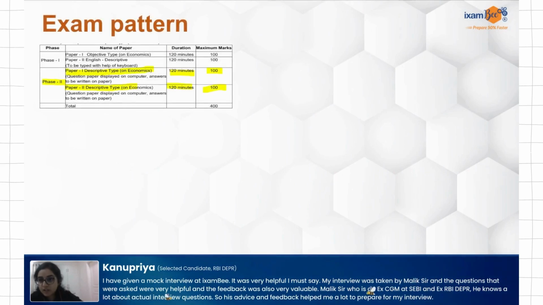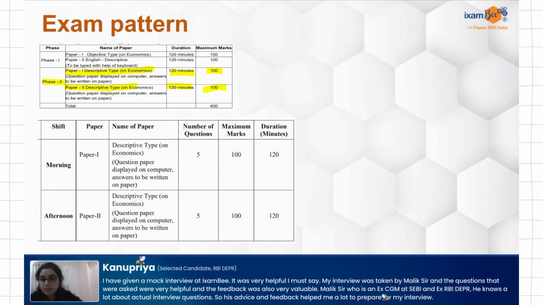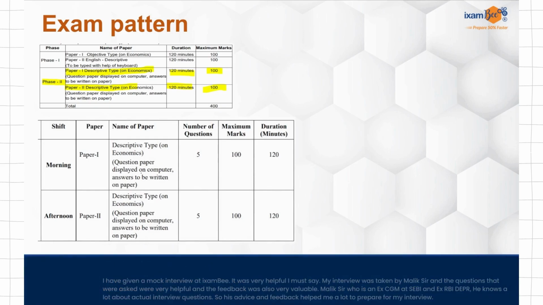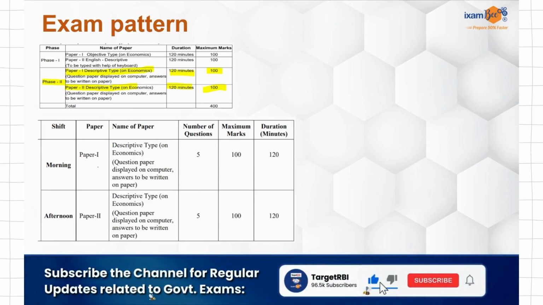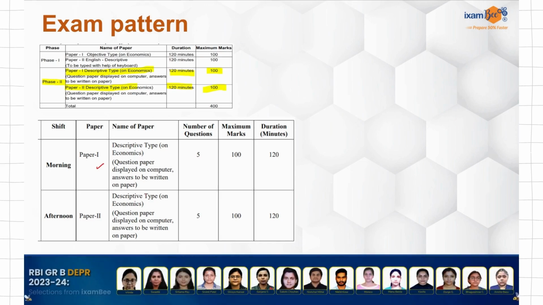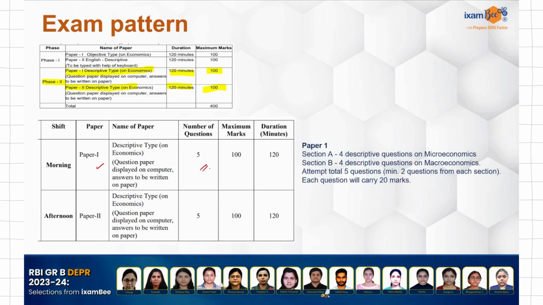So very quickly, let's understand the exam pattern. With the admit card, the information handout is also out. So just to recapitulate what your exam will be like, there will be 2 papers, morning shift and afternoon shift. Both the papers are descriptive in nature and handwritten, right? So you have to attempt total 5 questions. You will be given 8 questions.